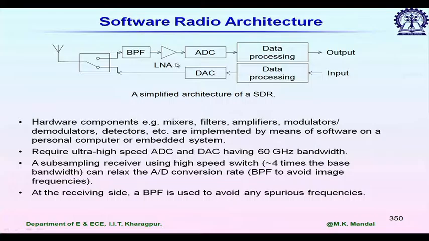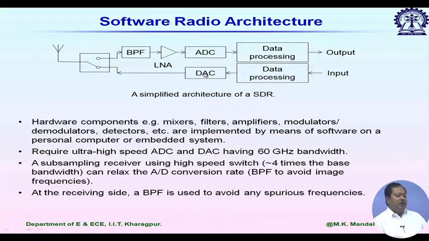Next, the third one, software radio architecture. If you look at the architecture, it does not have any mixer, and from the radiometric calculation, we have seen that the mixer is the most lossy component in the chain. It simply has one band pass filter and LNA followed by one ADC at the receiving side, and at the transmitting side we have a DAC, and they can be directly connected to the computer data processing unit.